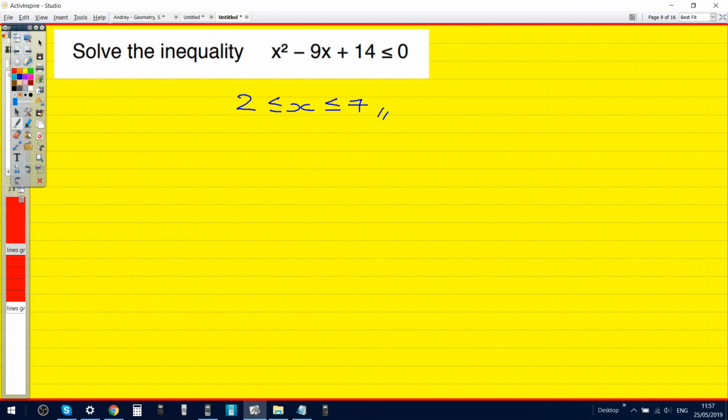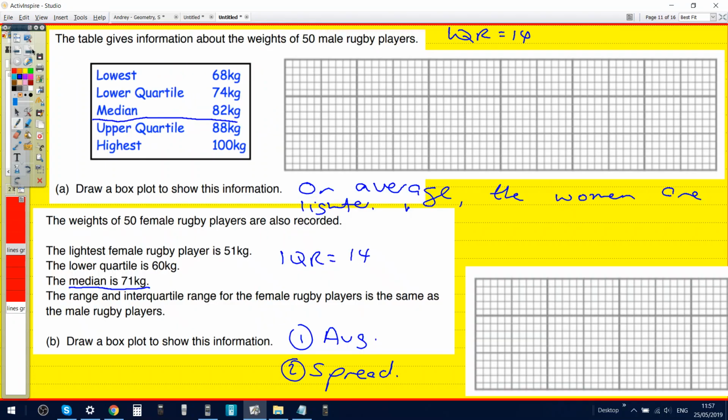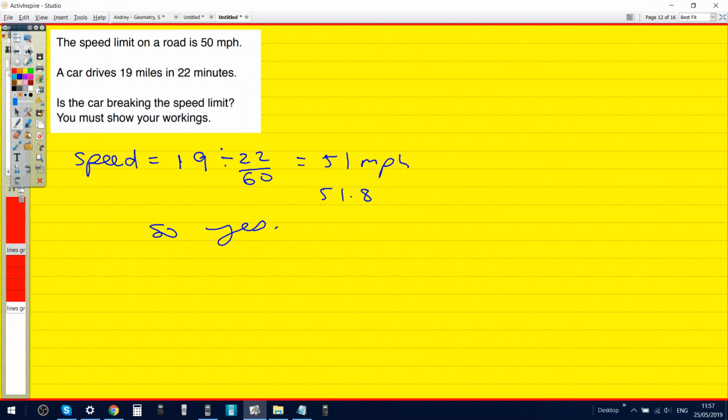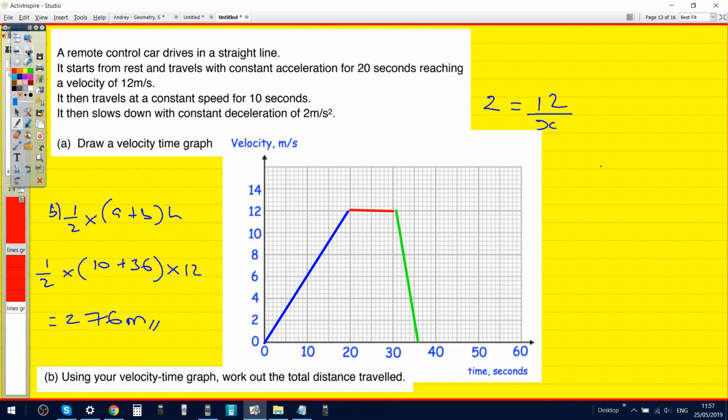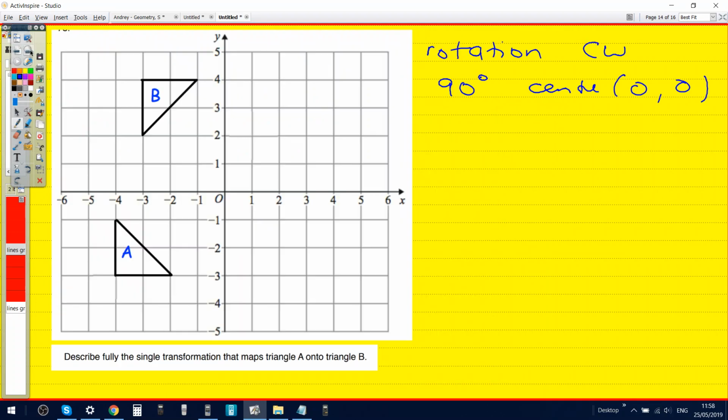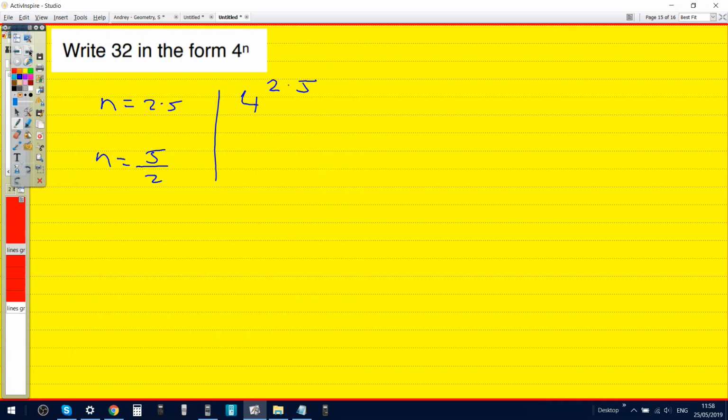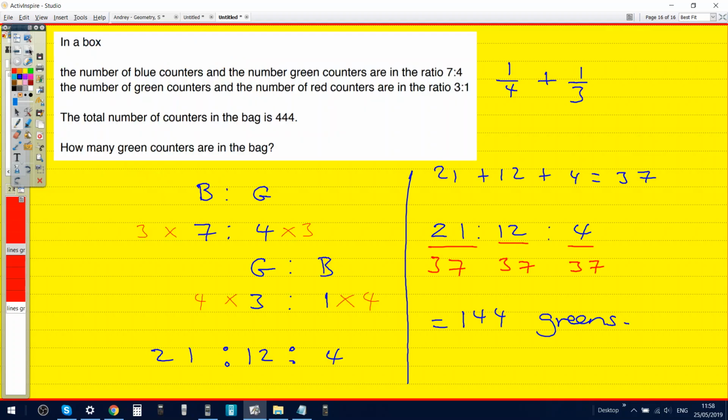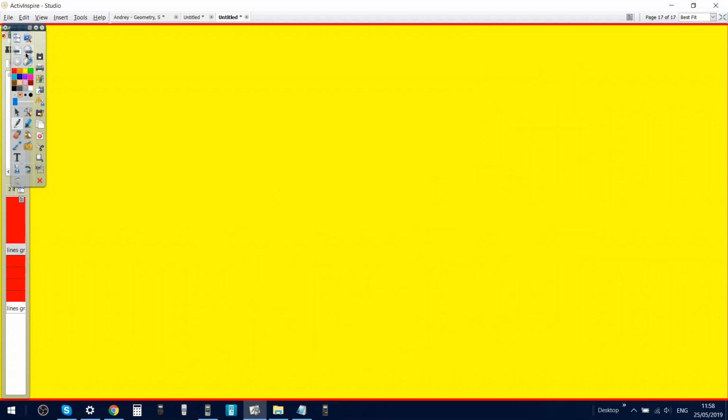That one, just calculator, and it's inequality. Calculator. When comparing two data sets, compare the average and the spread in the context of the question. That one's fine. This one, you were okay for that, and the easy way is that it's a trapezium. This one, you were fine. And that's the one we did, get a common ratio.